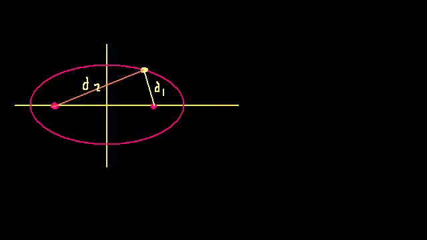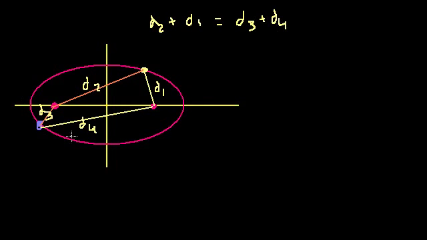So if I take another point along the ellipse, right here, and sum this distance to that distance, let's call this D3 and this D4, the sums of these distances to the foci along this ellipse are going to be a constant. So D2 plus D1 is going to be equal to D3 plus D4. And this would be true wherever you go along the whole ellipse.